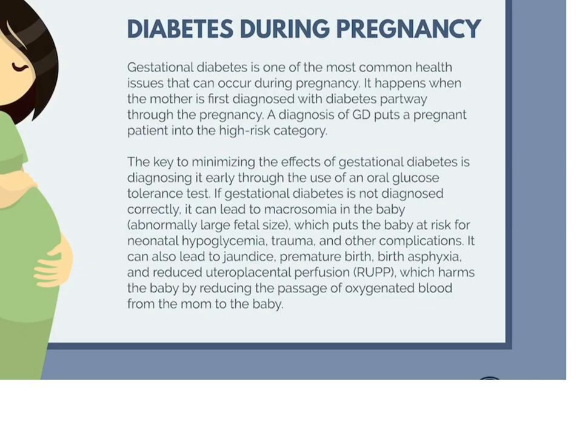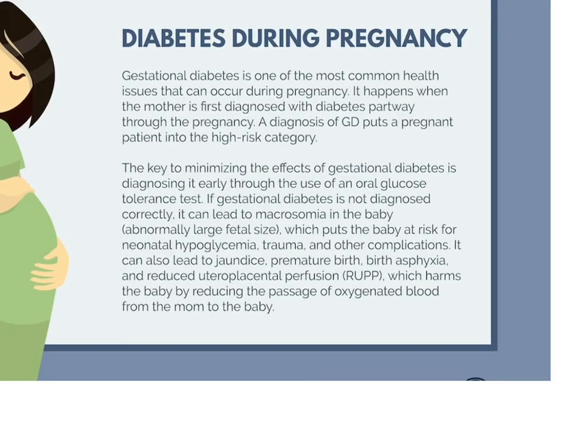The key to minimizing the effects of gestational diabetes is diagnosing it as early as possible with the use of the oral glucose tolerance test. If gestational diabetes is not diagnosed correctly, it can lead to macrosomia of the baby, and it can put the baby at risk of neonatal hypoglycemia, trauma, and other complications. It can also lead to jaundice, premature birth, birth asphyxia, and reduced uteroplacental perfusion, which harms the baby by reducing the passage of oxygenated blood from the mom to the baby.